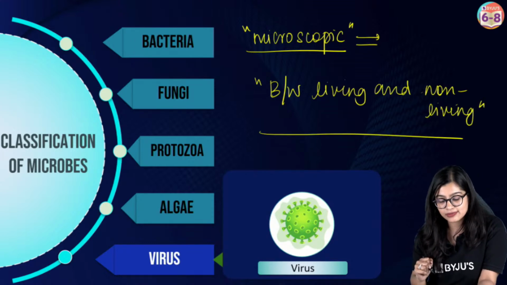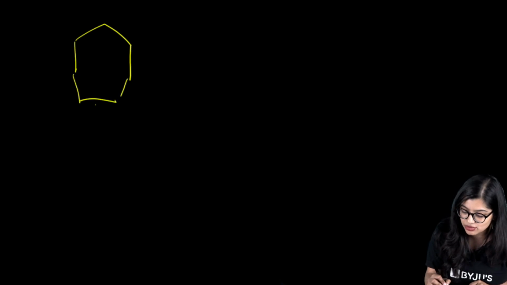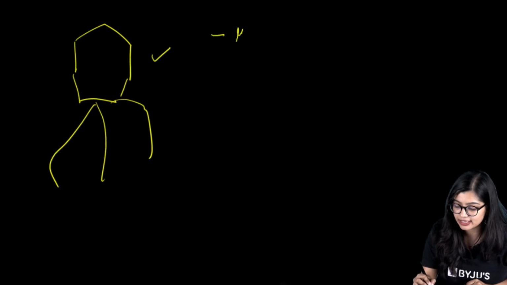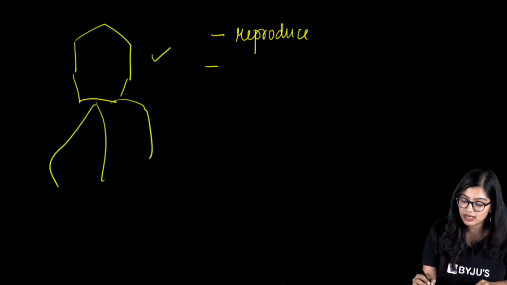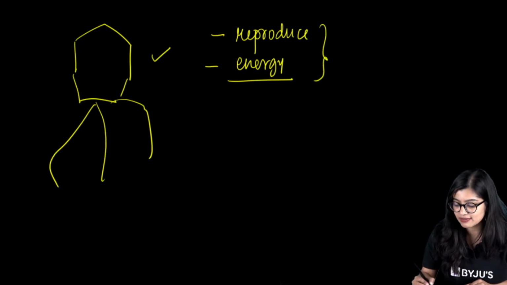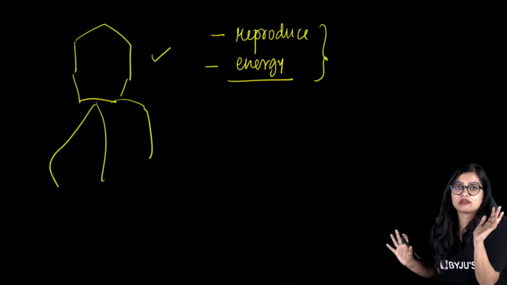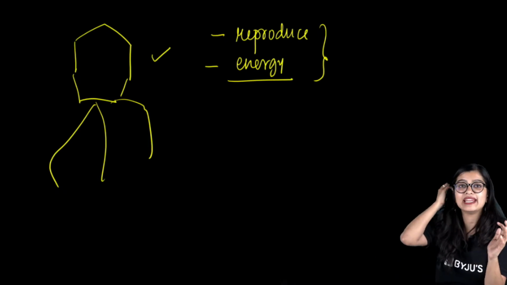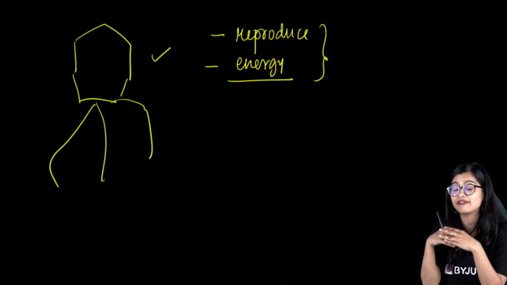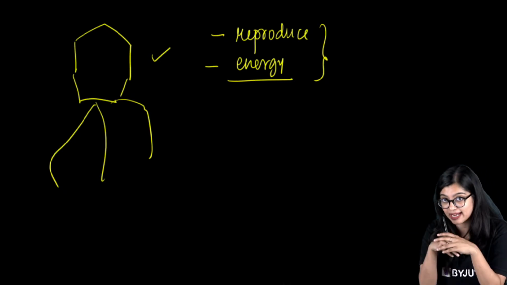Now what do I mean by this? I told you that there are some criteria for an organism to be living. Let me just draw some random virus. Imagine this is a virus. For it to be living, it needs to reproduce, make more of itself, and it needs energy in order to survive. When it's floating around, it is not doing any of this. It is behaving like a non-living organism.